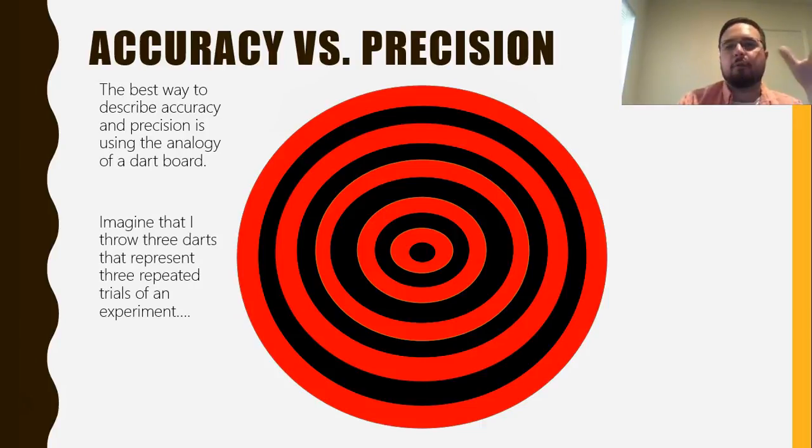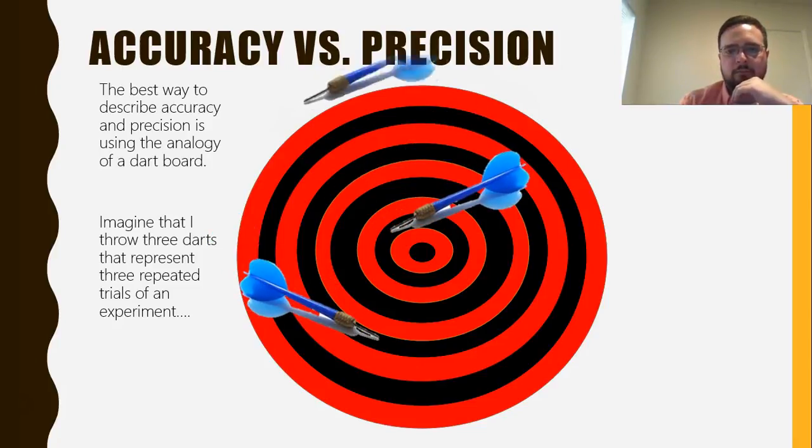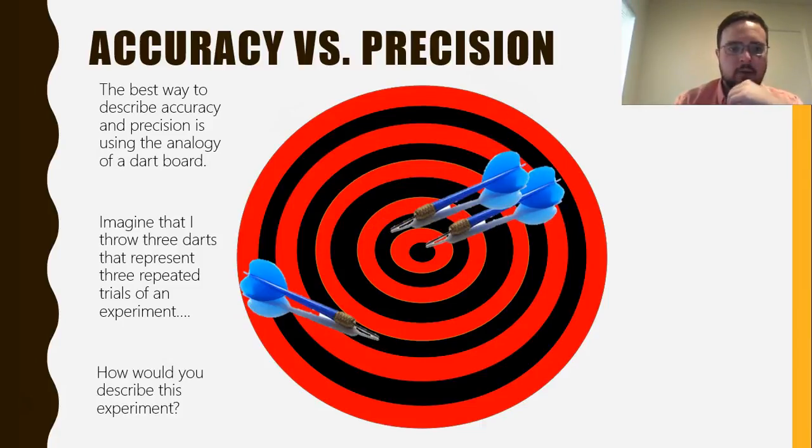So imagine that I throw 3 darts. Each dart represents a separate trial of an experiment that I just did. I do one trial, I get one value. I do another trial, I get another value. And I do another trial, and I get another value. So how would you describe this experiment? Well, if we look at the center of the dartboard being the bullseye, that's the accepted value.